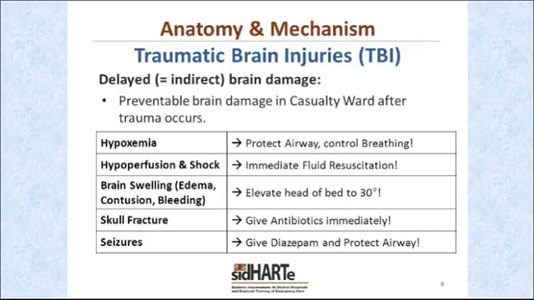Okay, so traumatic brain injuries, delayed or indirect brain damage, preventable damage from the other things, hypoxemia. You need to protect the airway and their breathing, immediate fluid resuscitation because they have damage from hypoperfusion and shock. Keeping the head of the bed at 30 degrees because of brain swelling, edema, contusion, bleeding. Antibiotics immediately if there is a skull fracture, diazepam, and protecting the airway due to seizures.